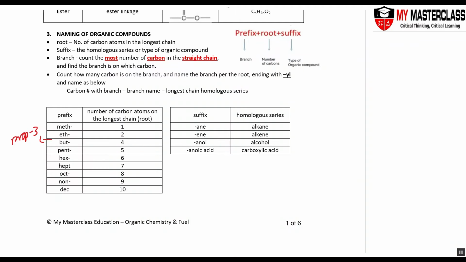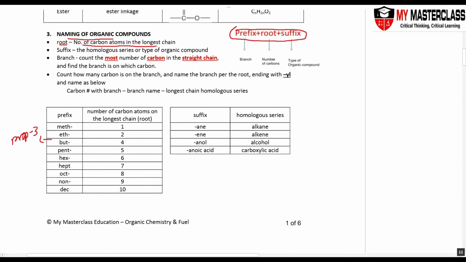Okay, so we have looked at the various homologous series and their respective functional groups. So we will now look at how to name organic compounds. Okay, so the root is the number of carbon atoms in the longest chain. An organic compound will have this naming structure. Okay, so the root is the number of carbon atoms.